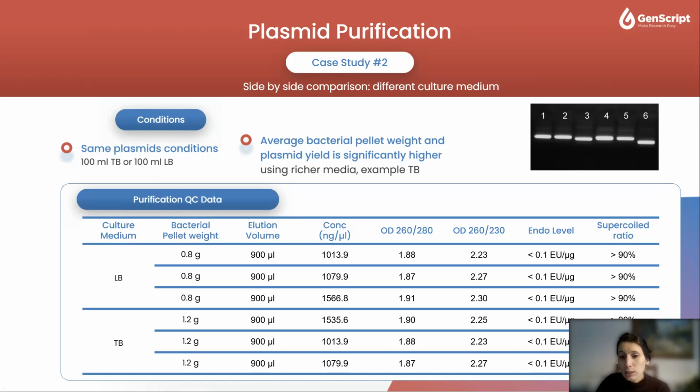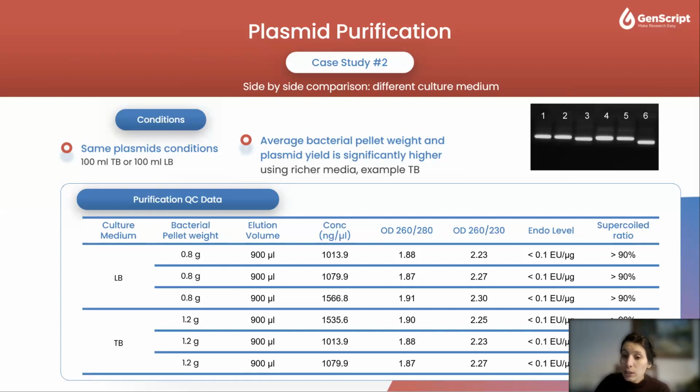What you're seeing here is that we grew the same bacterial culture in 100 ml of LB, and we also grew that same bacterial plasmid in TB. When we weighed the bacterial pellet after centrifugation, we got an average of about 0.8 grams for the LB. On the other hand, the TB was about 1.2 grams. We ran those side by side, so that was really the only thing that was different.